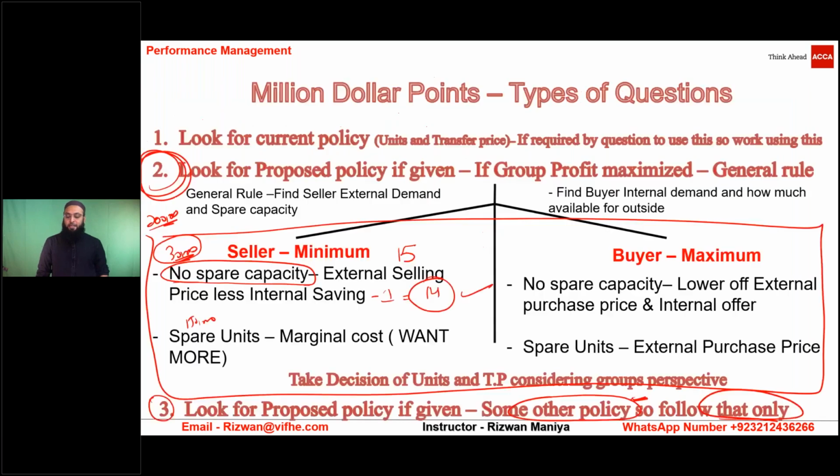Internal offer means 14. If you sell units that you can sell outside to the internal division, it's what I told you, right? It's the general rule, which is marginal cost plus opportunity cost, which equals the external selling price, and minus the saving. So that's the internal offer, 14. This one.